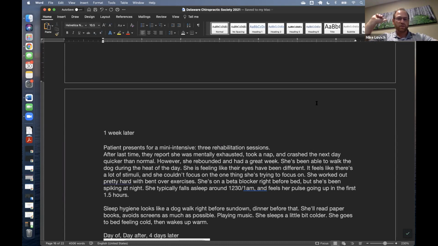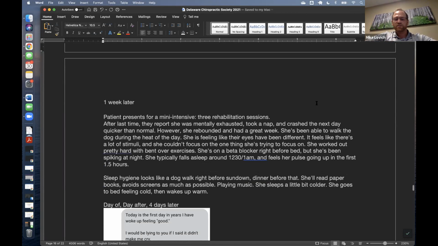She's on a beta blocker right before bed, but she's been spiking at night. So the spiking at night is still happening. She typically falls asleep around 12:30, 1 a.m. and feels her pulse going up in the first 1.5 hours. So we still haven't knocked all this stuff out, but she's getting better.